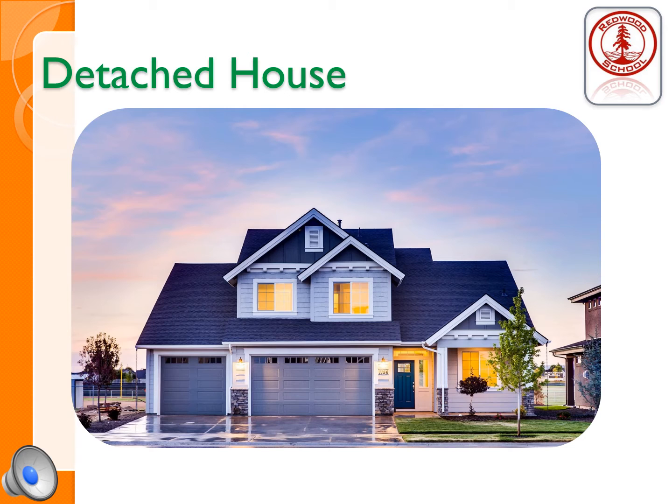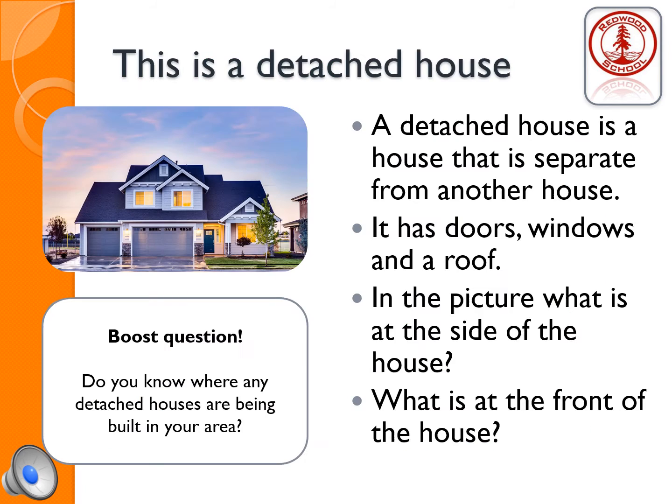I'm sure you all know what this type of house is called. But in this lesson, we're going to use it by its proper name, which is detached house. This is a detached house. A detached house is a house that is separate from another house. It has doors and windows and a roof.